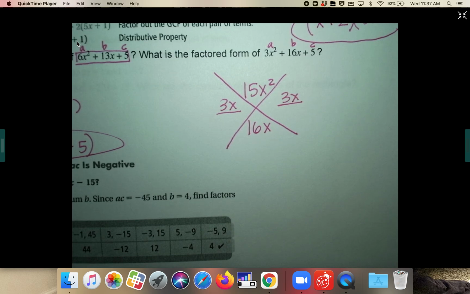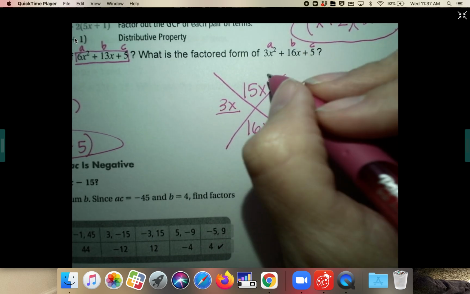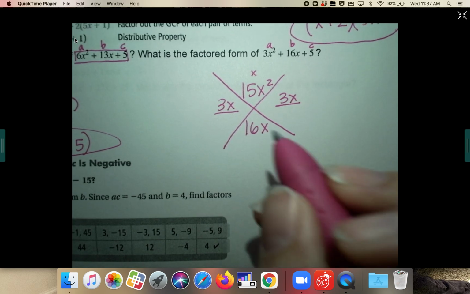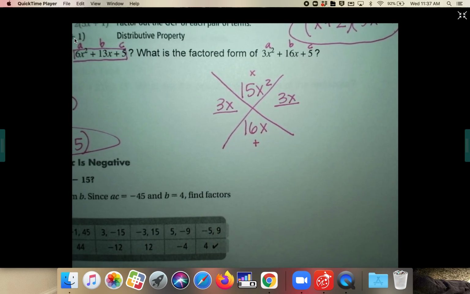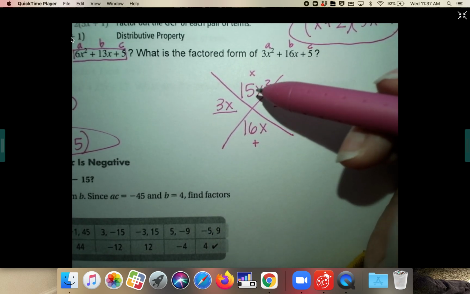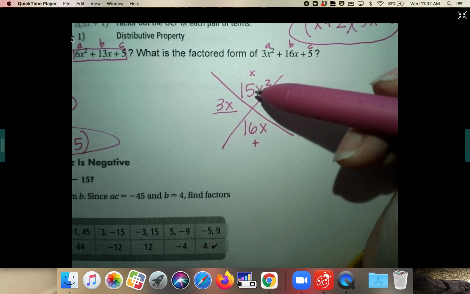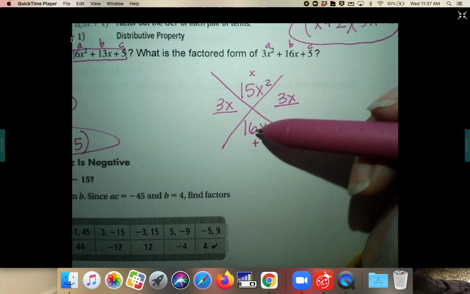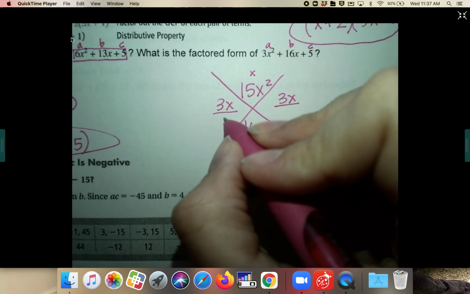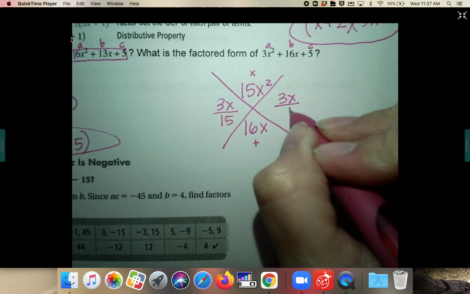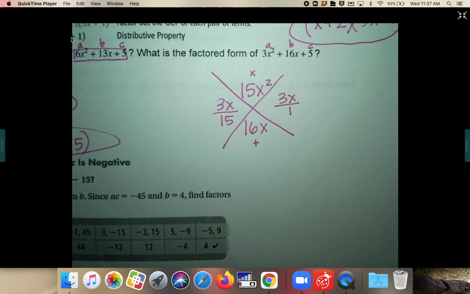Now we're just trying to see what can we multiply to get 15 and add to get 16. What can we multiply to get 15? 3 and 5. 3 times 5 is 15, but 3 plus 5 is not 16. So not 3 and 5. How about 15 and 1? 15 times 1 is 15. 15 plus 1 is 16. So there we go, 15 and 1. It doesn't matter if you put the 15 here and the 1 over here, or the 1 here and the 15 over here. We're basically done.